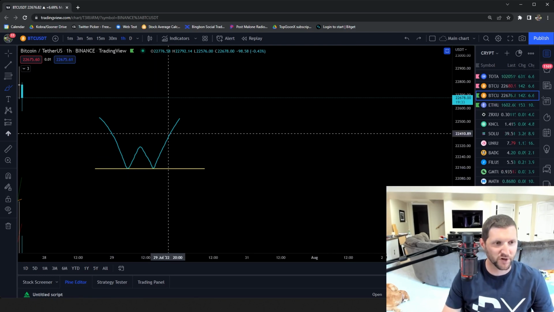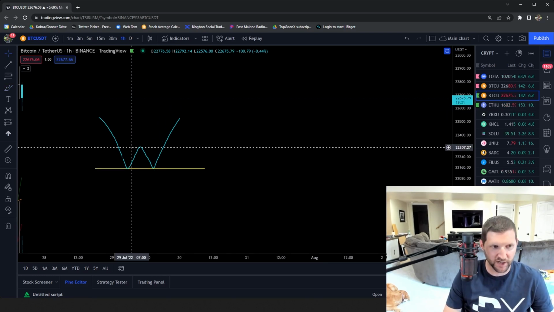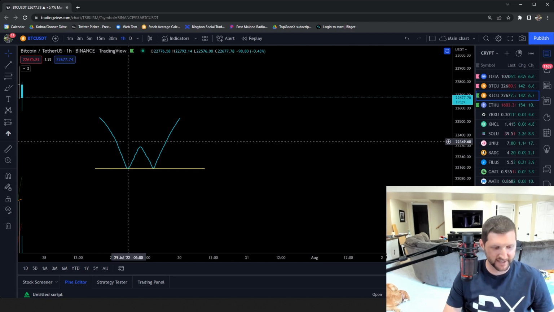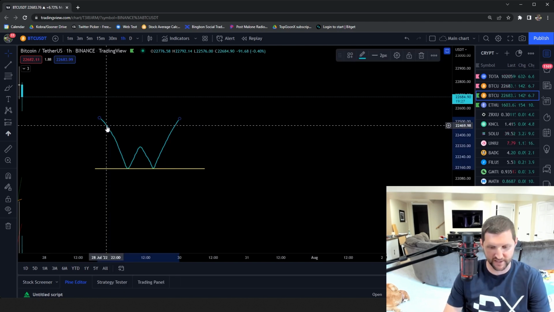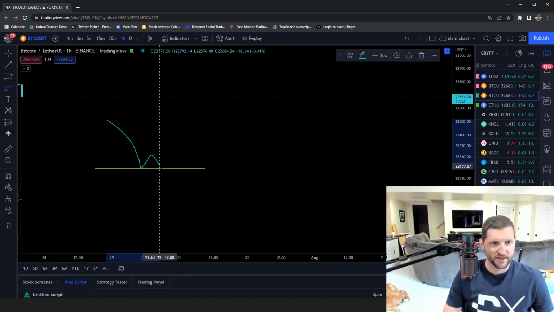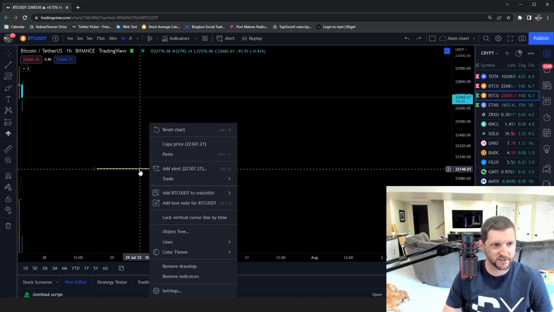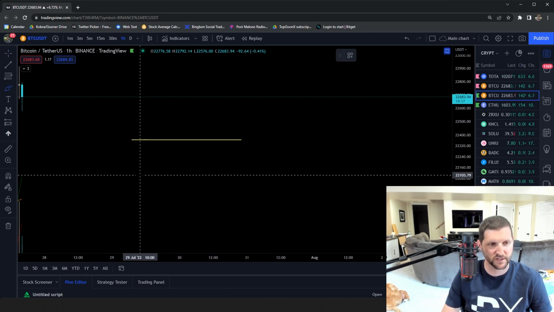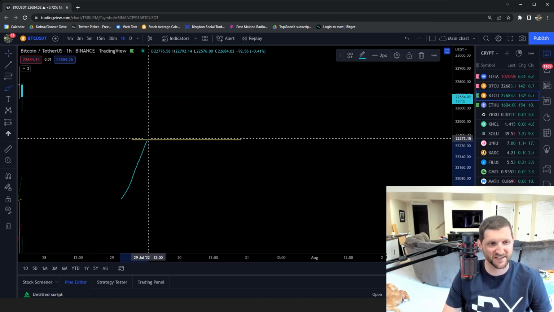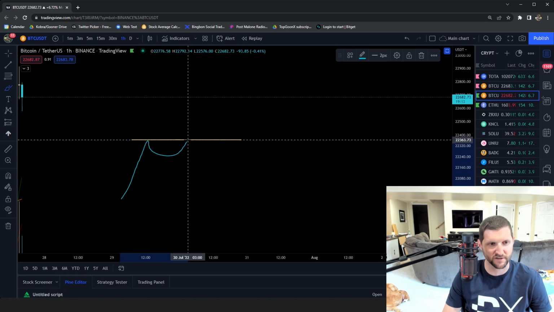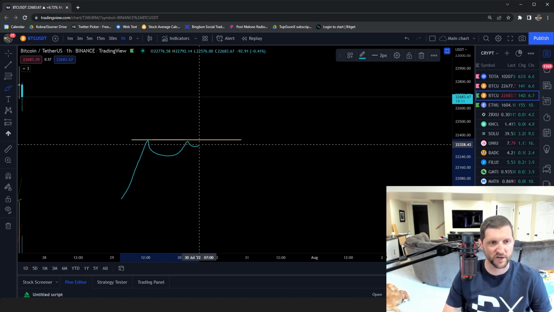So that's step one, right? Is identifying one. Obviously you can't identify it until it's happened because you need that second touch. But sometimes you get patterns like this, which is a cup and handle, a continuation pattern, you guys. I have a bunch of videos on patterns, so if you want to learn more about them, watch my other videos.